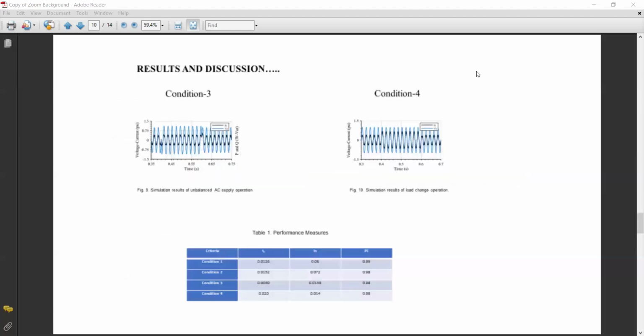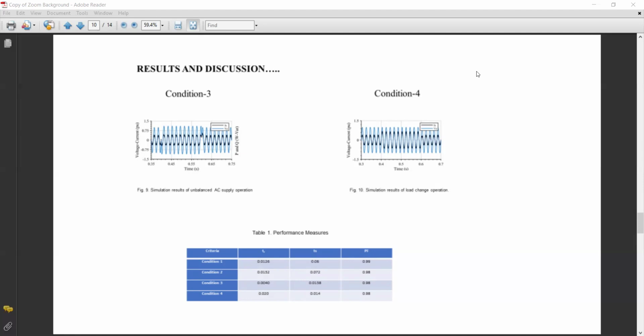Next, coming to condition 3, figure 9 depicts the simulation results of the unbalanced AC supply condition. It is clear from the image that when there is a sudden change from the input side, there are two changes at 0.39 and a large change from 0.55 to 0.65. Hence, it is concluded that supply change leads to different variations.